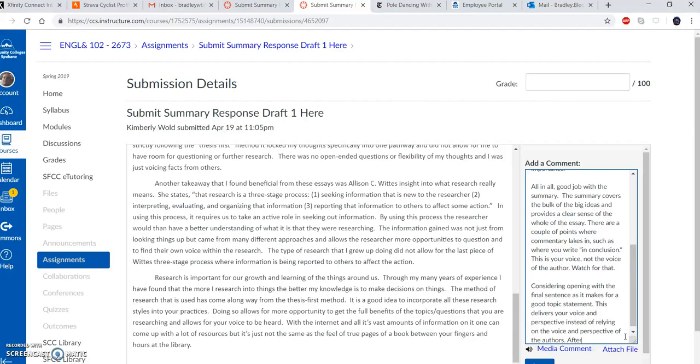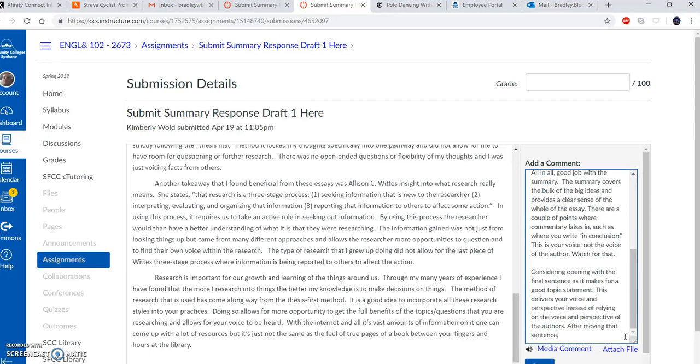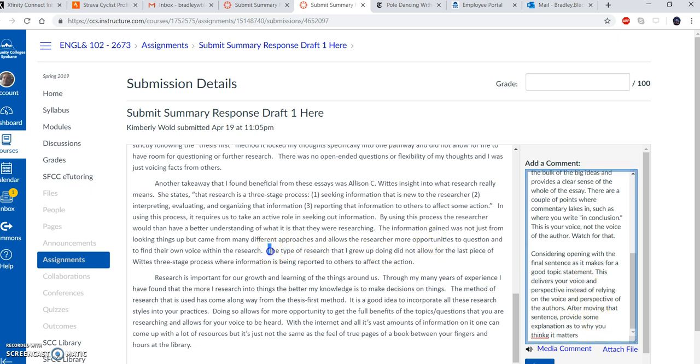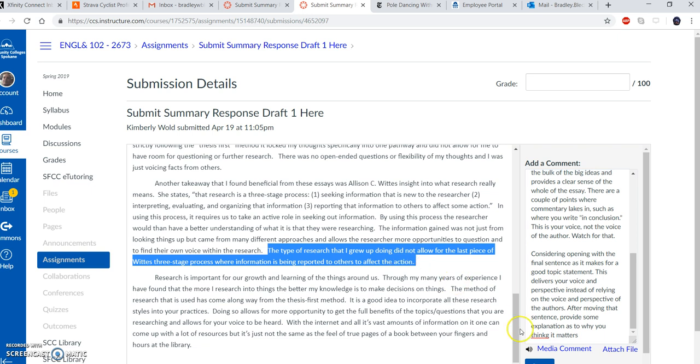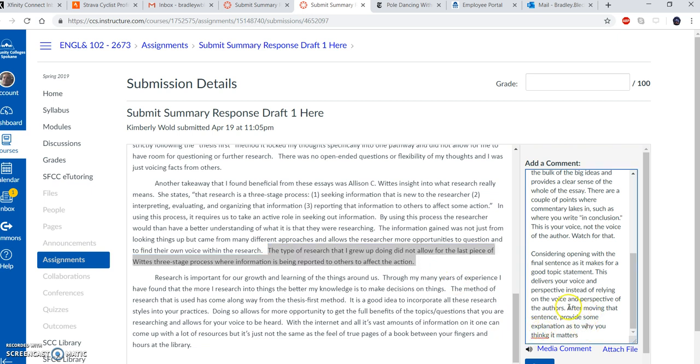So after moving that sentence, provide some... I accidentally hit the pause button, don't know how. But what I said was I want to see Kimberly move this sentence to the beginning of this paragraph. And then I started writing, after moving that sentence, provide some explanation as to why you think it matters that you didn't do this kind of thing in the past. Why is that? Did that stunt your growth? Did it help you focus? I don't know. Kimberly is going to tell us why.